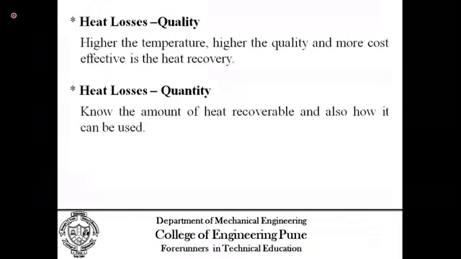We should know the amount of heat recoverable and also how it can be used. So these two terms are very important. First is the quantity of the heat that is available, and second is the quality of the heat that is available. Quantity of the heat can be determined using a very simple equation, that is m into Cp into delta T, where m is the mass flow rate of the fluid carrying the heat. And second, quality is related to the higher temperature difference.